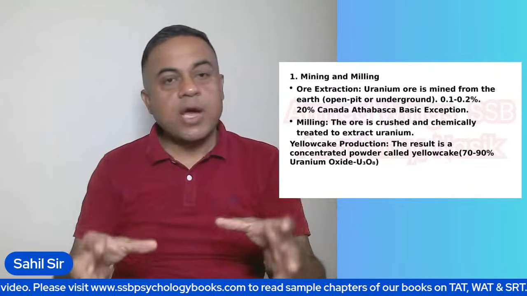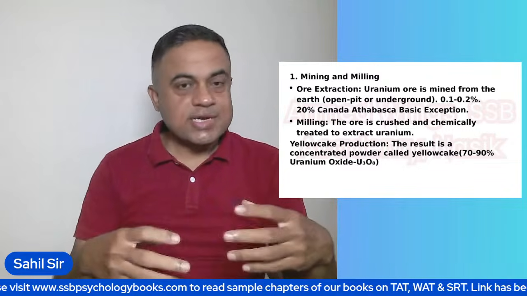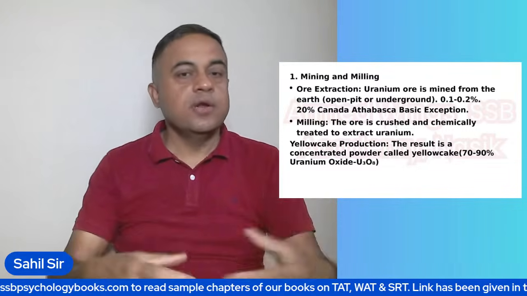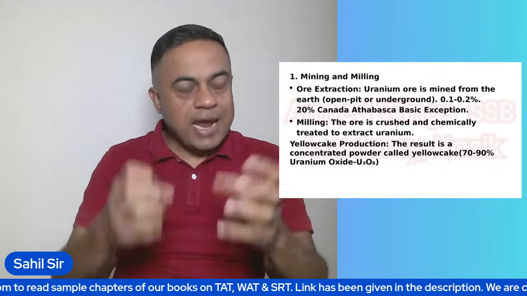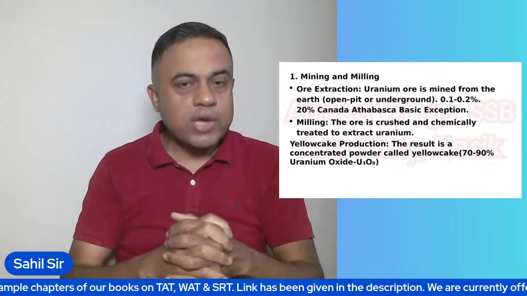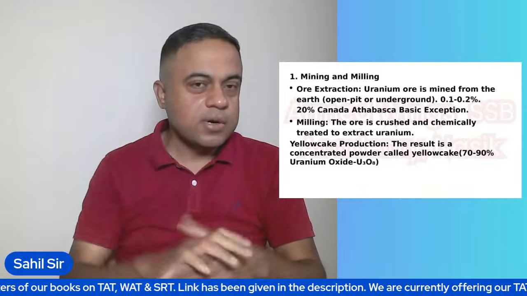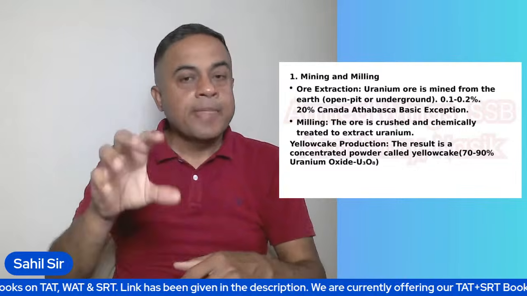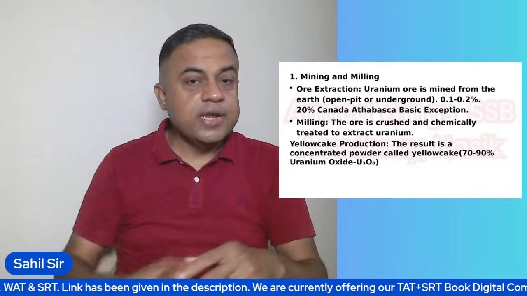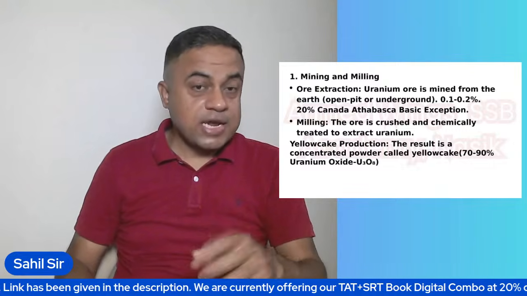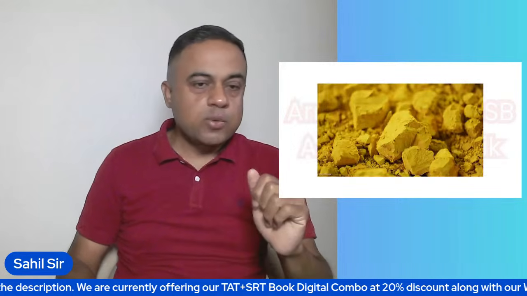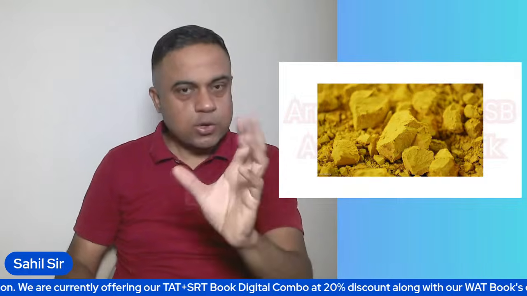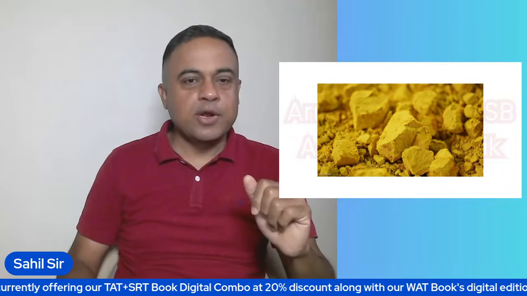So what we are required to do is, after the ore is extracted, there's a lot of processing, a lot of chemical treatment that is done to extract uranium, and the end result is what is called yellow cake. It's a yellowish kind of powder, a cake, you can say. And in that, there is around 70 to 90% uranium oxide. This is what the yellow cake looks like. It is called yellow cake in scientific terminology.